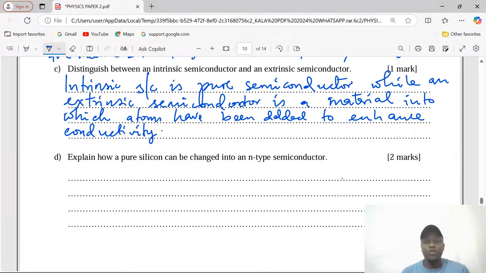So a pure semiconductor is just waiting for increase in temperature for electrons to get excited. They move across the energy band and conduction takes place. But for an extrinsic semiconductor, this is a material into which atoms have been added onto it to ensure that its conductivity is enhanced. Thank you for following.